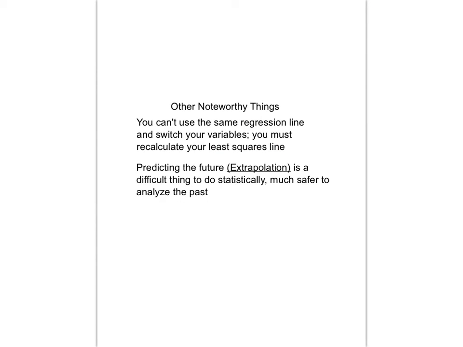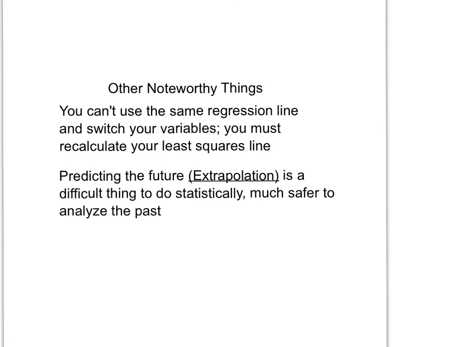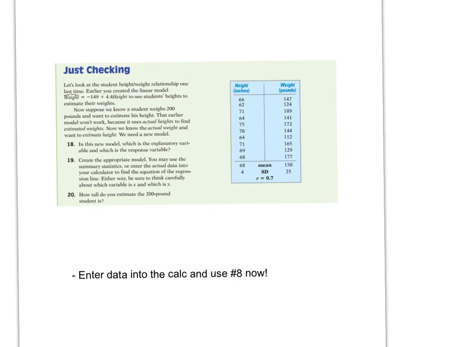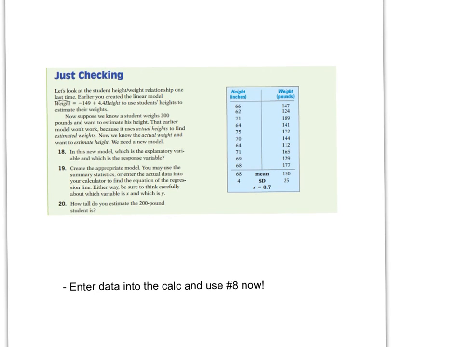All right, and the last few things, folks, is you can use the same regression line and switch your variables, but you have to recalculate. So you're welcome to switch the variables, but then you actually have to recalculate your best fit line. I've already talked about extrapolation a few times, so I'm not going to explain it further, but predictions are extrapolation. You don't really want to do that very often. And then the last problem, you guys already know how to enter your data into the calculator, but you have to use number 8 to make it match what we've done.